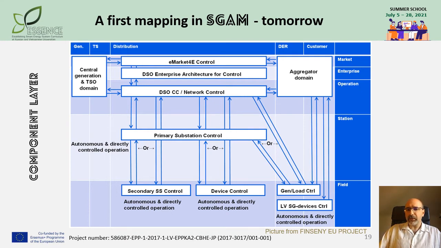to the fact that at low voltage level you have devices supporting the smart grid, for instance smart metering. You need to add new actors that are able to control devices behind the meter, and this is typically the landscape of the component layer we will face tomorrow for the smart grid.